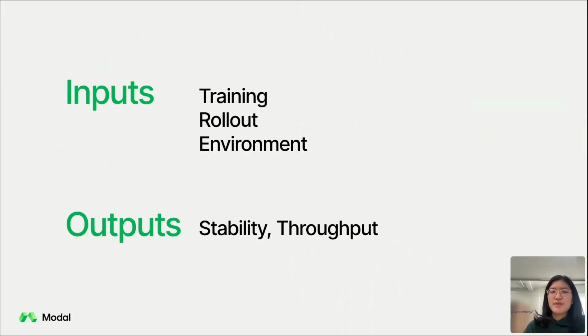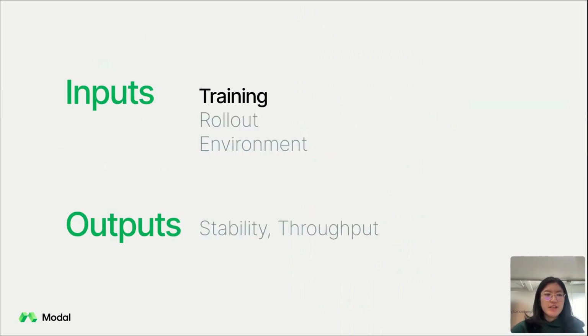You want your rollouts to be fast. That's also important. And then you can also affect your environment. When you actually have the model running in a sandbox and so on, what does that look like? Or in general, what does your training environment look like? So these are the three factors that play into how stable your model is and how much throughput it ends up having. I want to cover each one of these, what knobs you can tune, and what that looks like on Modal next.